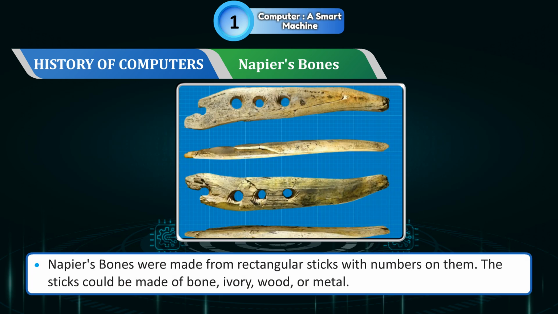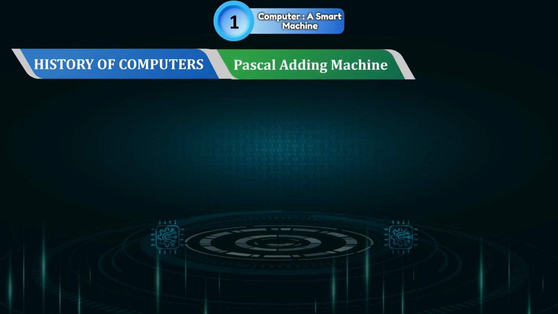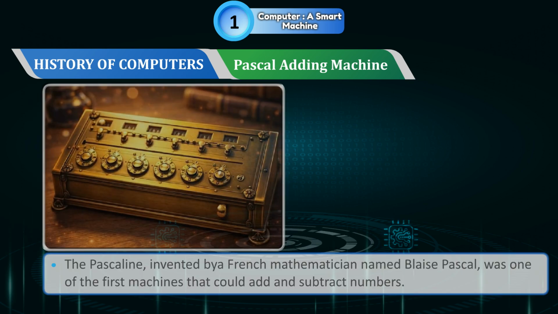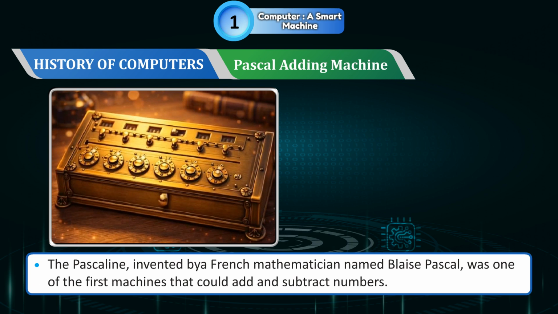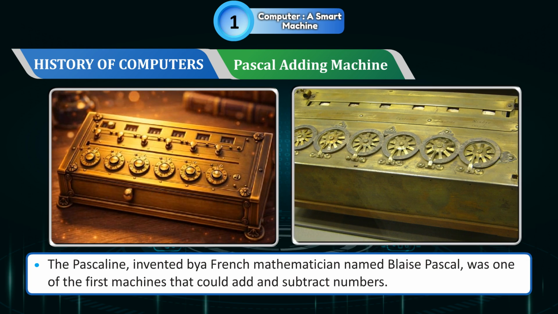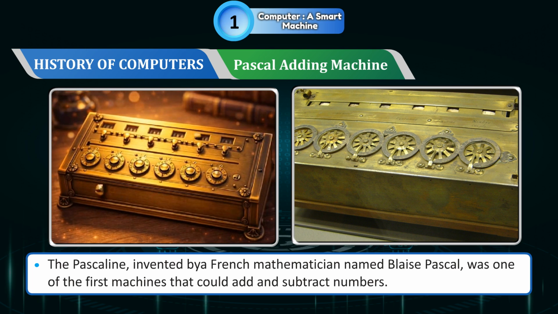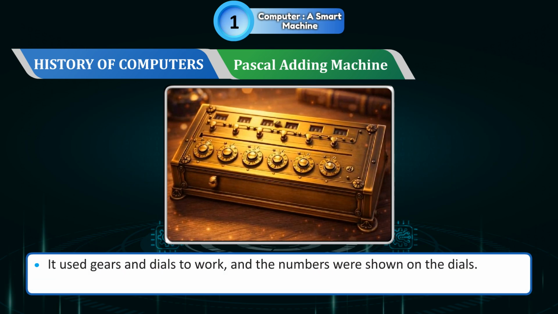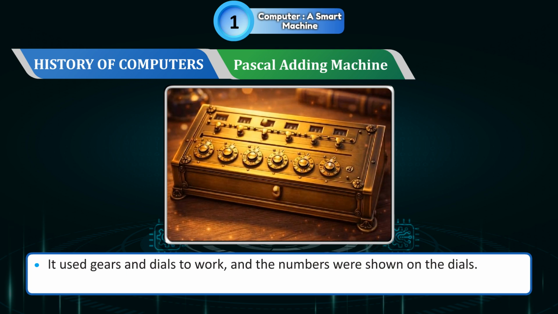Napier's bones were made from rectangular sticks with numbers on them. The sticks could be made of bone, ivory, wood or metal. Pascal adding machine. The Pascaline, invented by a French mathematician named Blaise Pascal, was one of the first machines that could add and subtract numbers. It used gears and dials to work, and the numbers were shown on the dials.